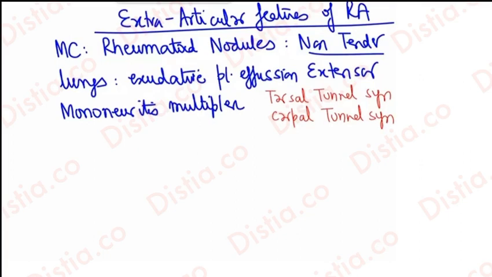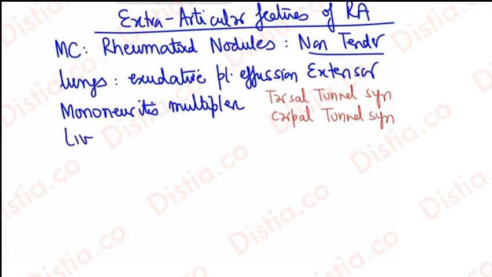Why? Because these nodules could be present anywhere. So if they involve the peripheral nerves, then a combination of these two can be seen. Just like in a multiplex hall, multiple movies are running, similarly here the term is mononeuritis multiplex. That means multiple peripheral nerves are involved simultaneously.